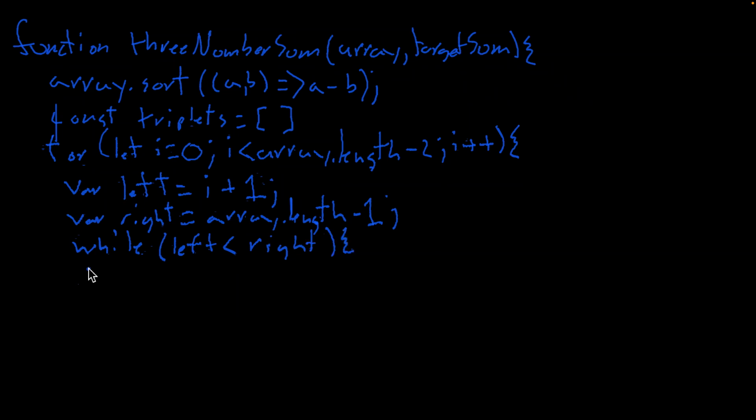Then we say var current sum. While left is less than right, var current sum equals array at I plus array at left plus array at right.